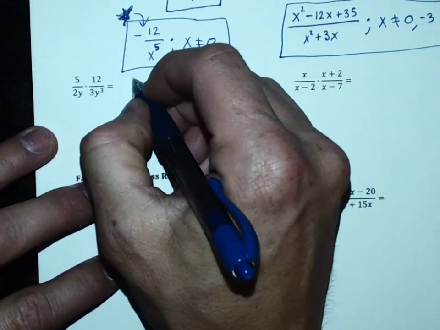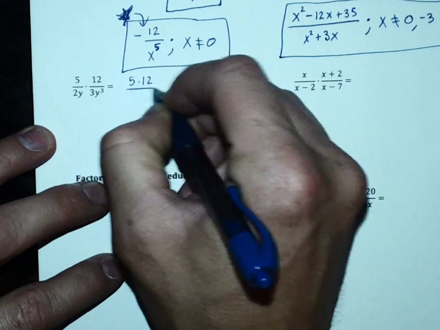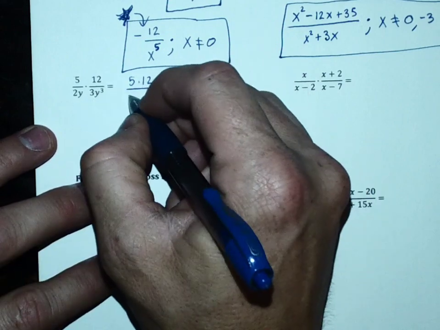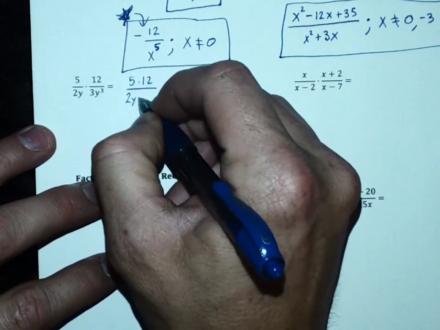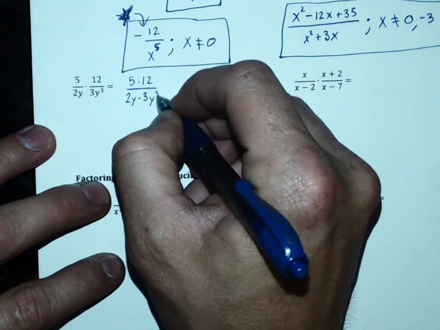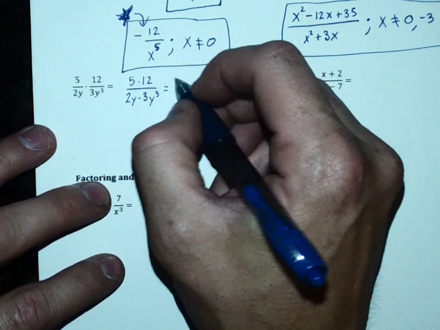Top times top, 5 times 12. Bottom times bottom, 2y times 3y to the third. 5 times 12 is 60.